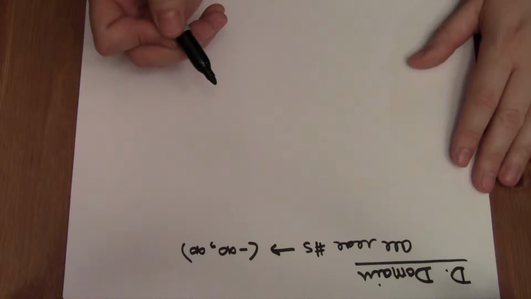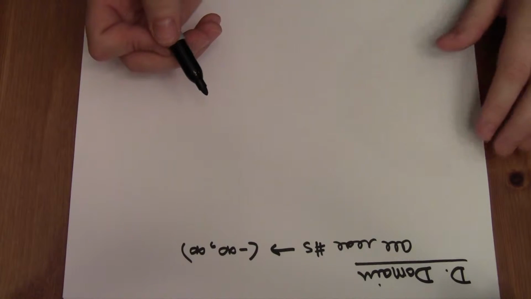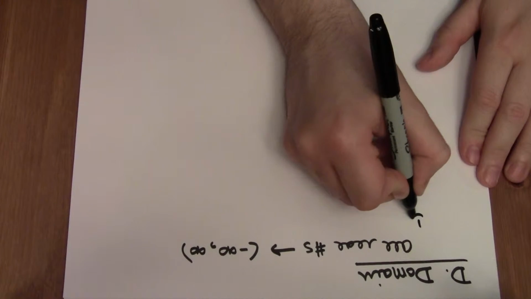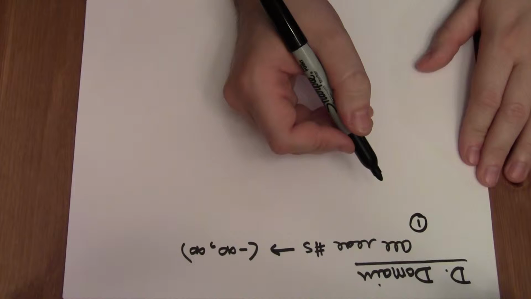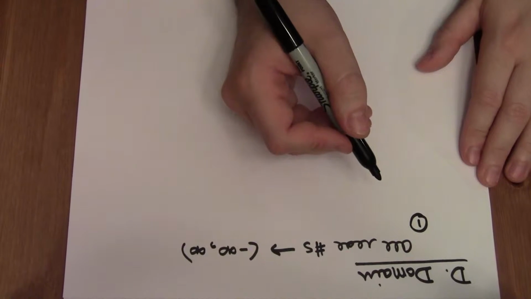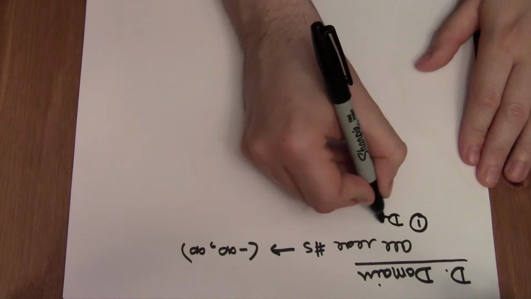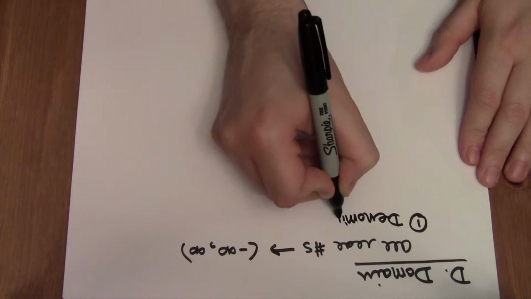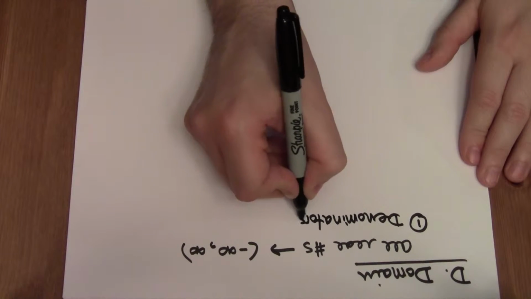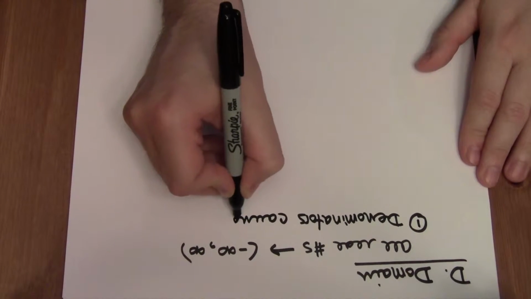There are two things we're going to have to look for, though, that might limit our domains. First thing we have to make sure of is that our denominators don't equal 0. We're not allowed to divide by 0. So I need to make sure if I have any denominators in my problem, they don't equal 0.